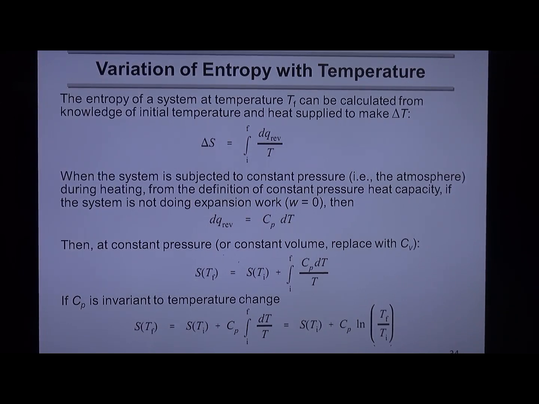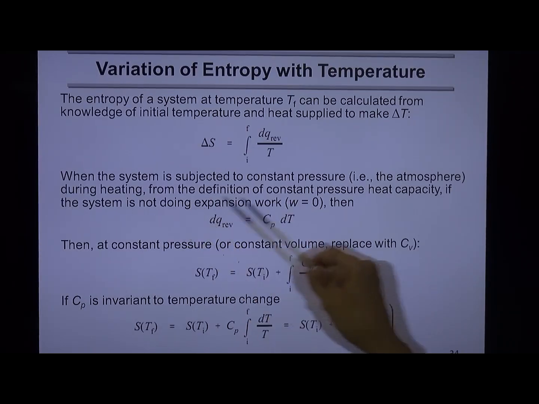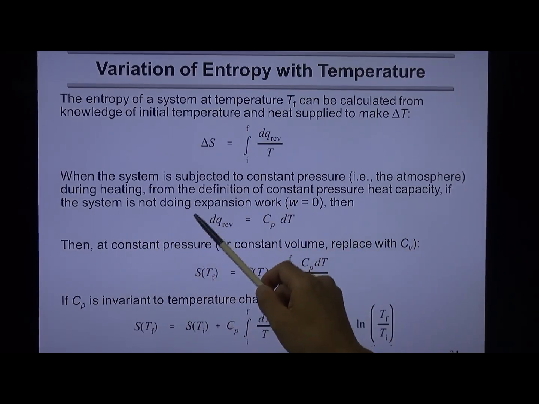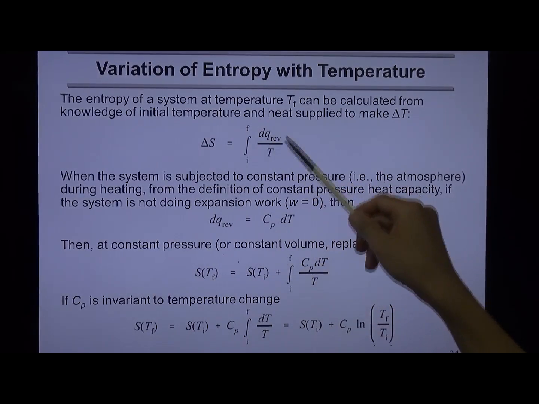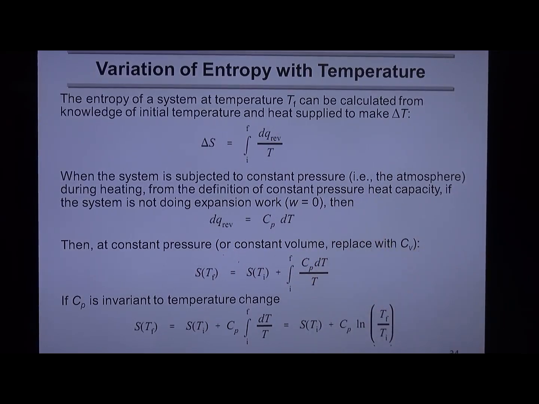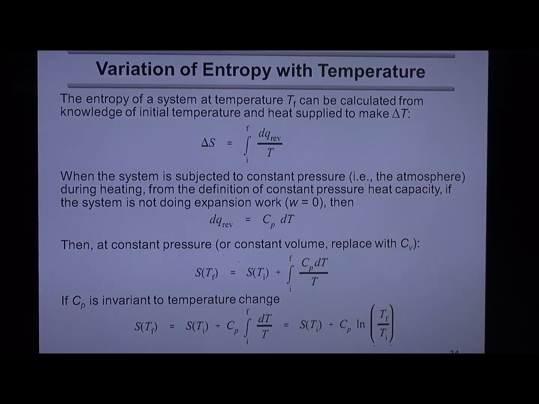Something's not correctly written. Actually, if the system is not doing expansion work, that's not true actually. If the system is not doing non-expansion work, we are basically ignoring other types of work. Anyhow, the q reversible should be equal to Cp dT when the process is at constant pressure. So we put this expression here and we got this, right? We can calculate the entropy change as a function of temperature if we have information about heat capacity at constant pressure.